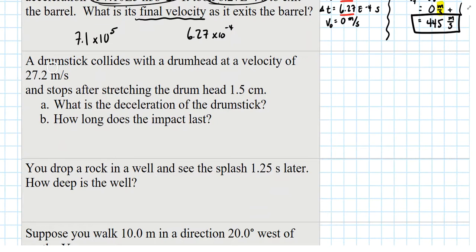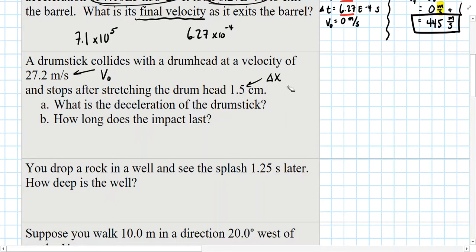In number 3, we have a drumstick that collides with a drumhead at a velocity of 27.2 meters per second and stops after stretching the drumhead a distance of 1.5 centimeters. So if you can imagine this impact, this 27.2 is going to represent our initial velocity. That's the velocity as the drumstick initiates contact. And then it's able to move this drumhead another 1.5 centimeters. So we've got this change in position.